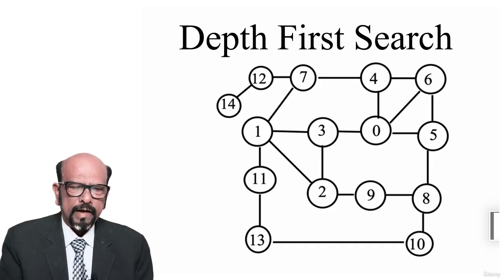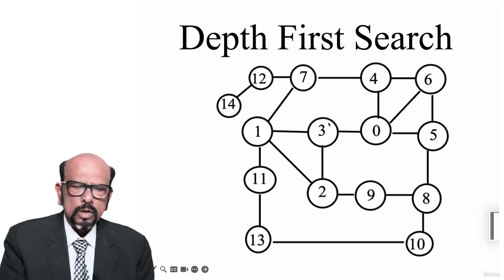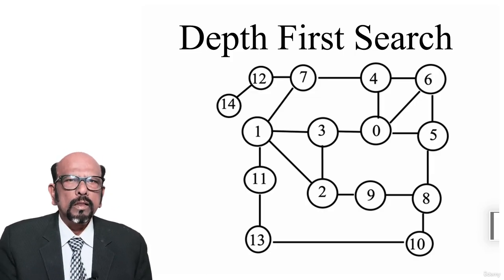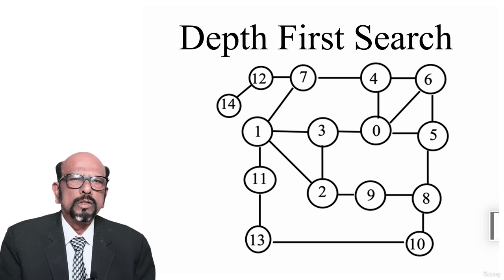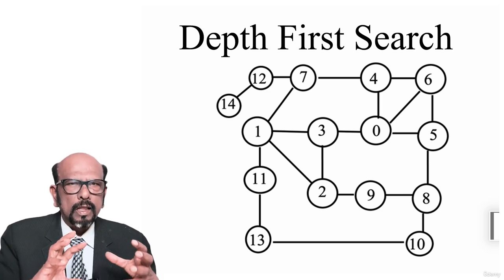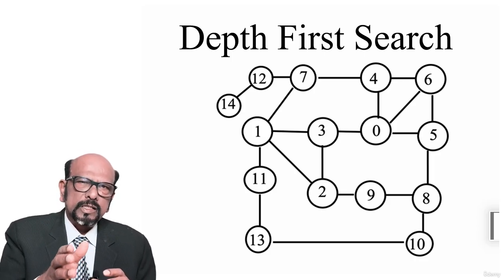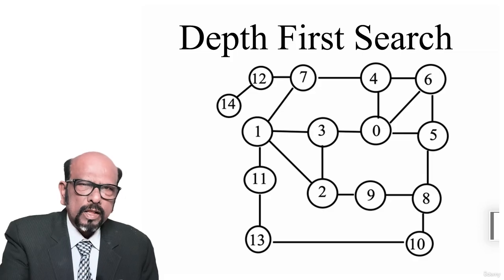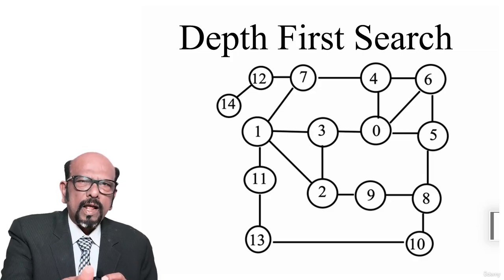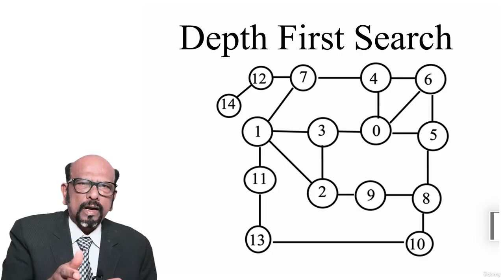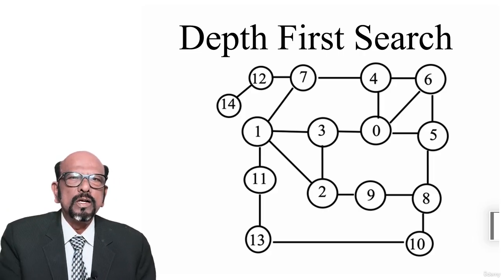Here is a graph where you see that 0 is here, 1 is here, 2, 3, 4, 5, 6, 7, 8, 9, 10, 11, 12, 13, 14. So totally there are 15 nodes. We are going to see how the algorithm works starting from 0. We are going to see how the depth first search works, and after reaching the highest depth where it cannot proceed further, how it backtracks and then takes a branch and goes.